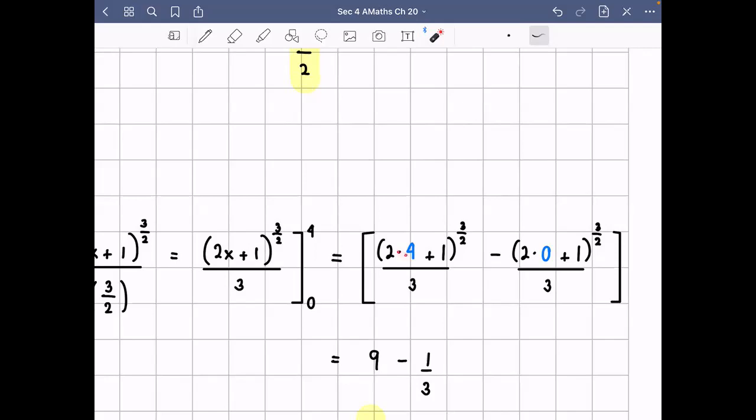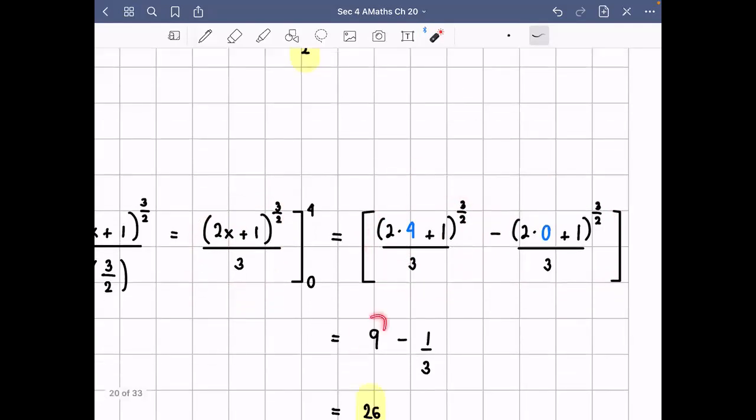So 2 times 4 plus 1, and then raised to 3 over 2 over 3. Okay, this one came from this, so we just plug in 4 for x. And likewise here, it's from here, so we just plug in 0 here. Answering this, you'll get 9.